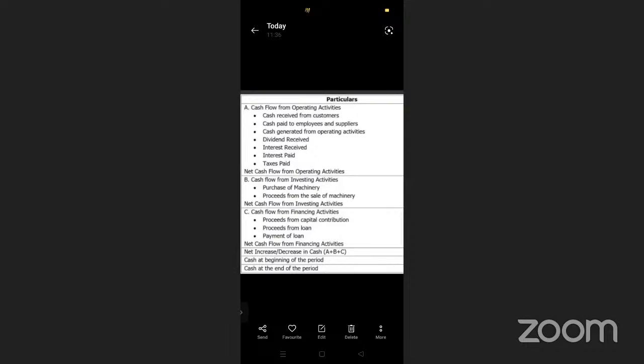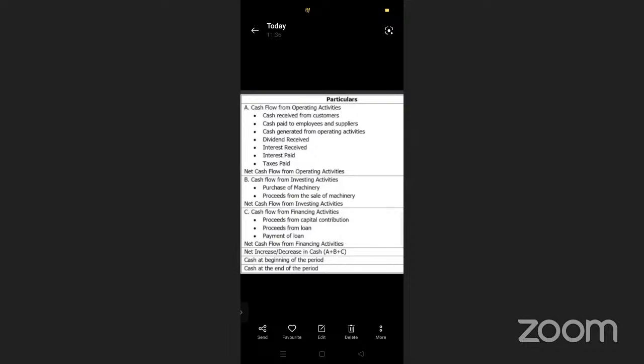Whether it's a minus or plus, depending on that, we write the remaining balance amount, which is called net cash flow from investing activities. What is it called? Net cash flow from investing. This is the second head, that is investing activities.